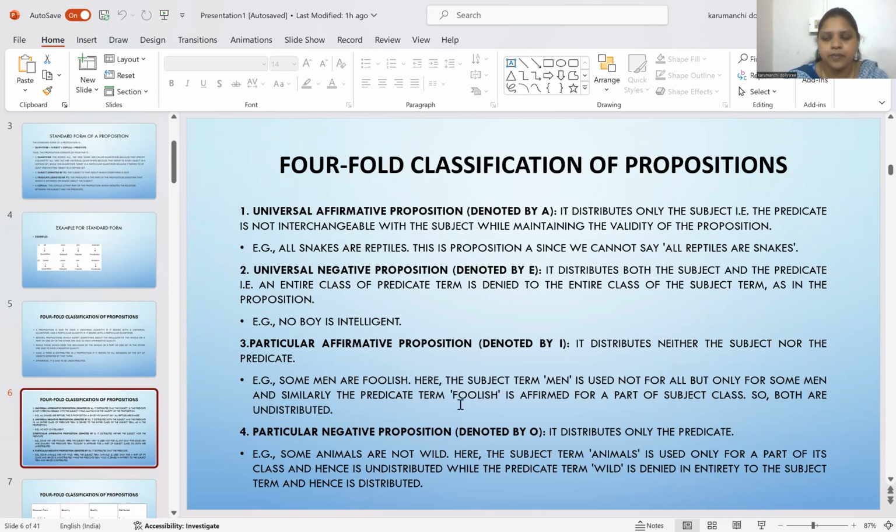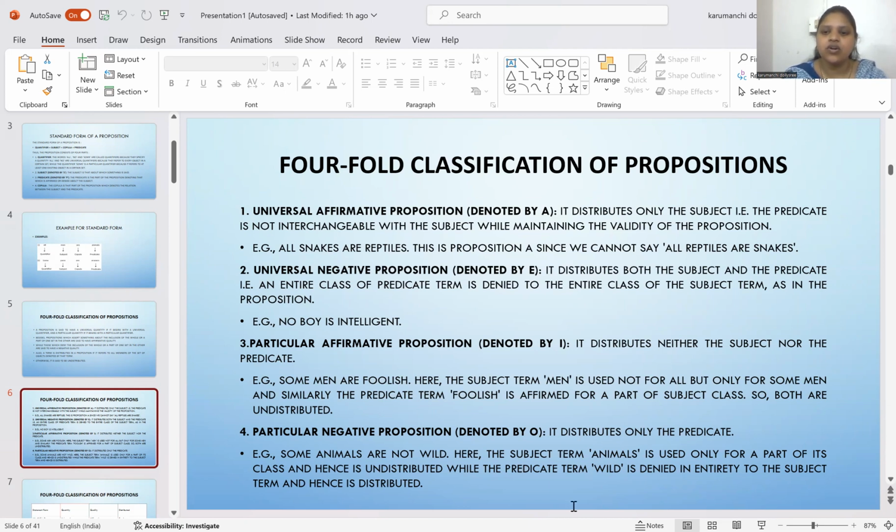The particular affirmative proposition is denoted by I. It distributes neither the subject nor the predicate. For example, some men are foolish. Here the subject term men is used not for all but only for some men. Similarly, the predicate term foolish is affirmed of a part of the subject class. So both are undistributed. Then the particular negative proposition is denoted by O.